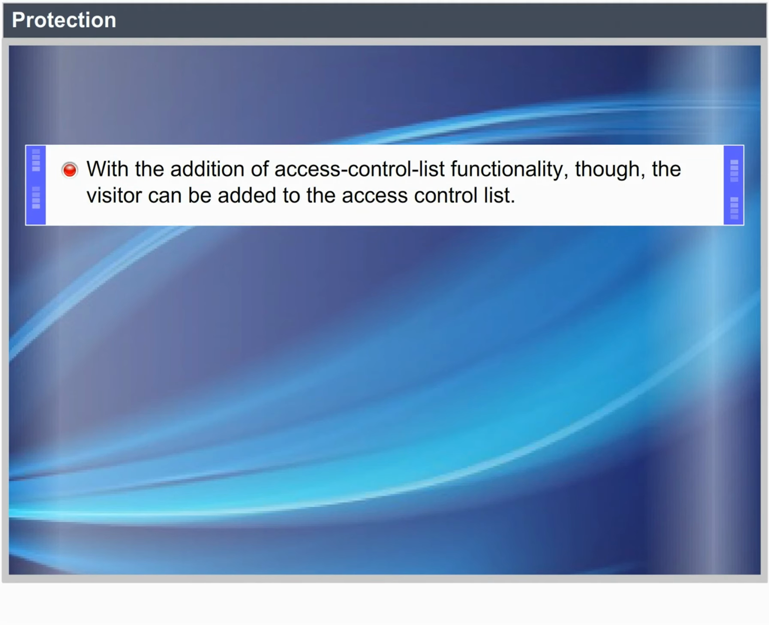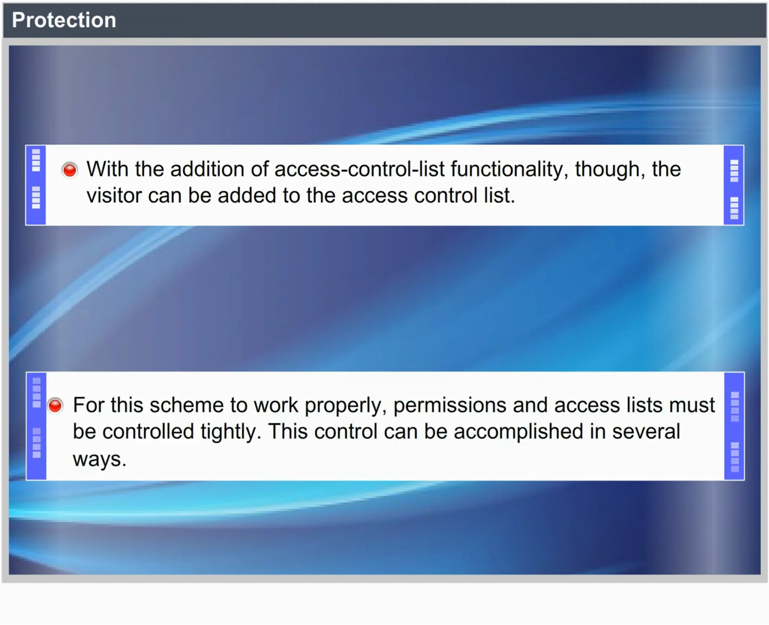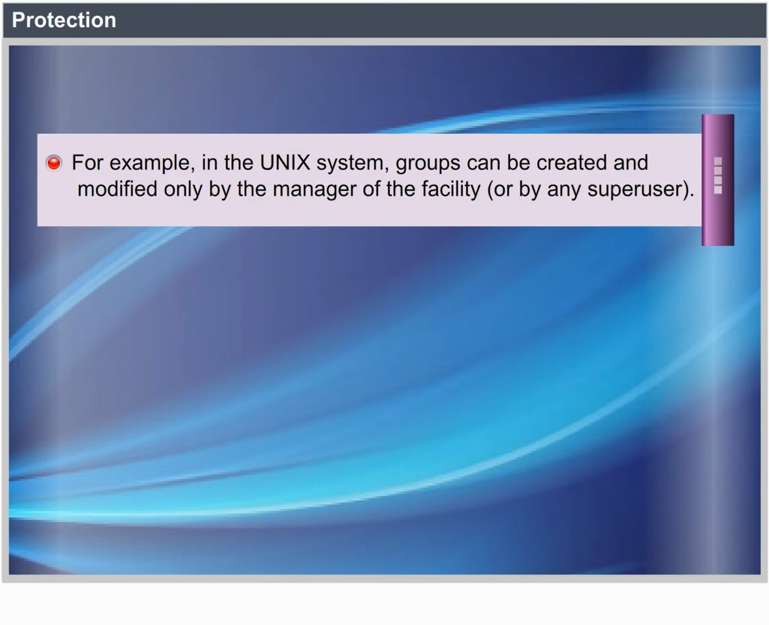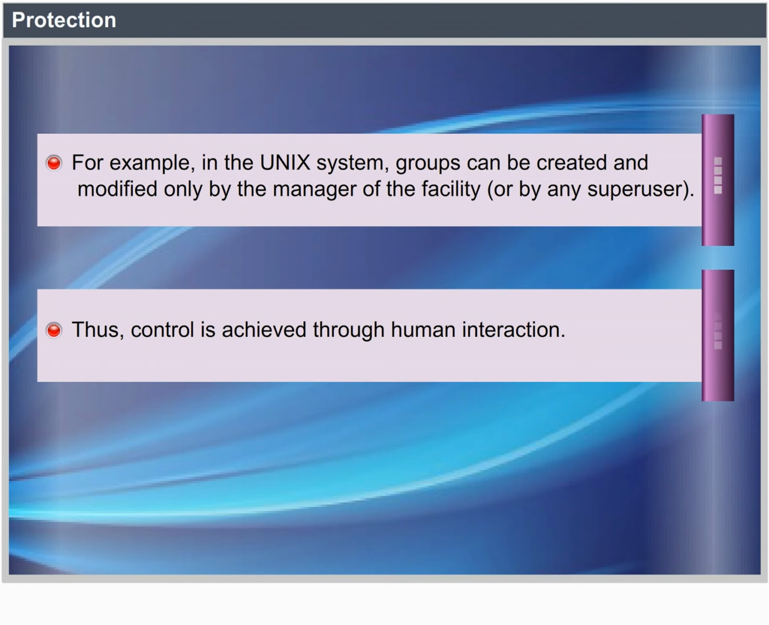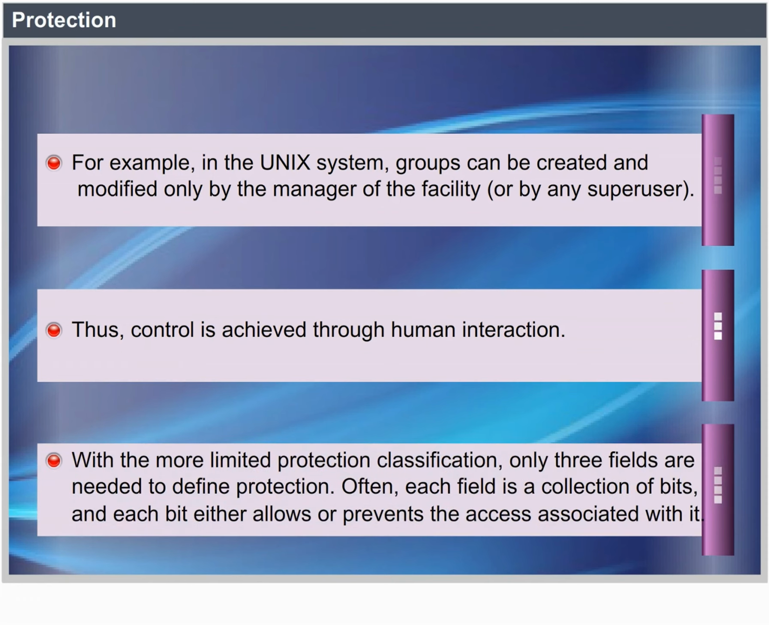For this scheme to work properly, permissions and access lists must be controlled tightly. This control can be accomplished in several ways. For example, in the Unix system, groups can be created and modified only by the manager of the facility or by any superuser. Thus, control is achieved through human interaction. With the more limited protection classification, only 3 fields are needed to define protection. Often, each field is a collection of bits and each bit either allows or prevents the access associated with it.